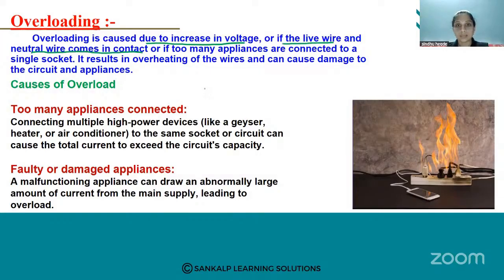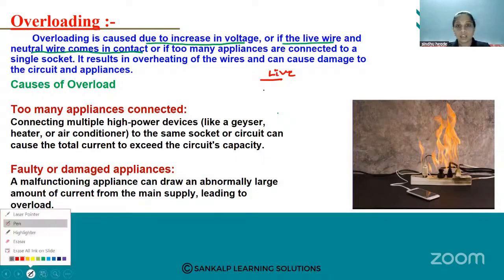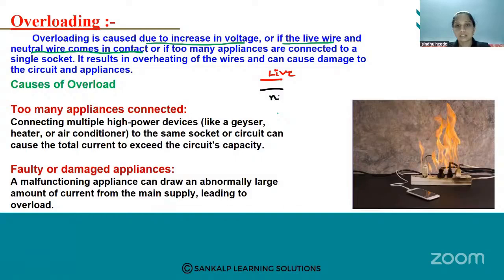Overload ಯಾವಾಗ ಆಗುತ್ತೆ? We know that a circuit contains one live wire and another one neutral wire, right? Live wire is in red coating, right? This is your live wire and another one is neutral wire. It is black, right? Neutral wire ಬ್ಲಾಕ್ ಕಲರ್ ಅಲ್ಲಿ ಇರುತ್ತೆ ಅಲ್ವಾ? ಇವೆರಡನ್ನು ನಾವು ಓವರ್ಲ್ಯಾಪ್ ಮಾಡಬಾರ್ದು, ಆಯ್ತಾ?